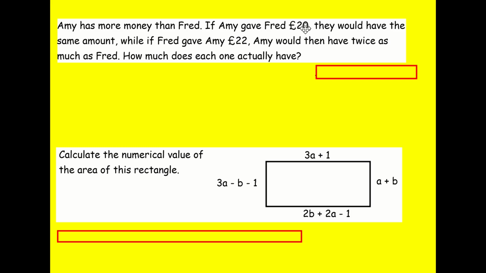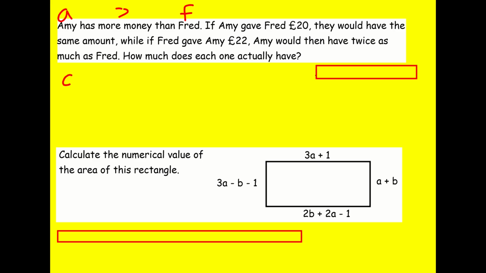Amy has more money than Fred. If Amy gave Fred £20, they would have the same amount. Well, if Fred gave Amy £22, Amy would then have twice as much as Fred. Quite a lot going on here that we need to decipher. How much does each one actually have? So we're going to say that Amy has A amount of money and Fred has F amount of money. And we know that A is going to be greater than F. Probably not going to use that, but I'm just going to write that down.